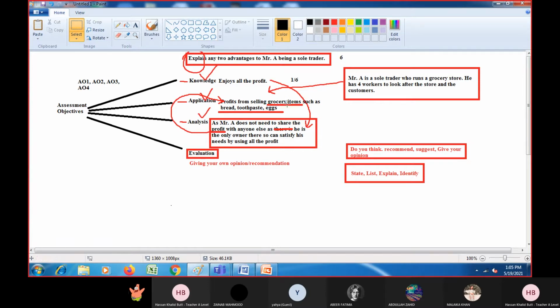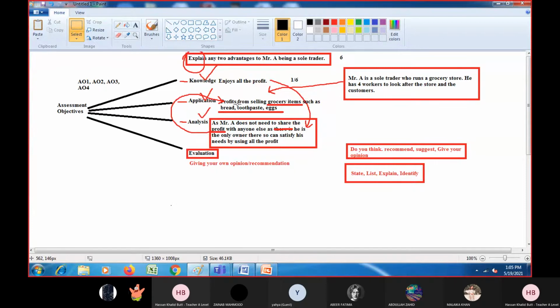So the underlined words, grocery items, bread, toothpaste, and eggs, this is an application. Instead of just using the word profit, I have used the words profits from selling grocery items such as bread, toothpaste, eggs, etc. Right? Now this is application. And application is when you use the context of the business.